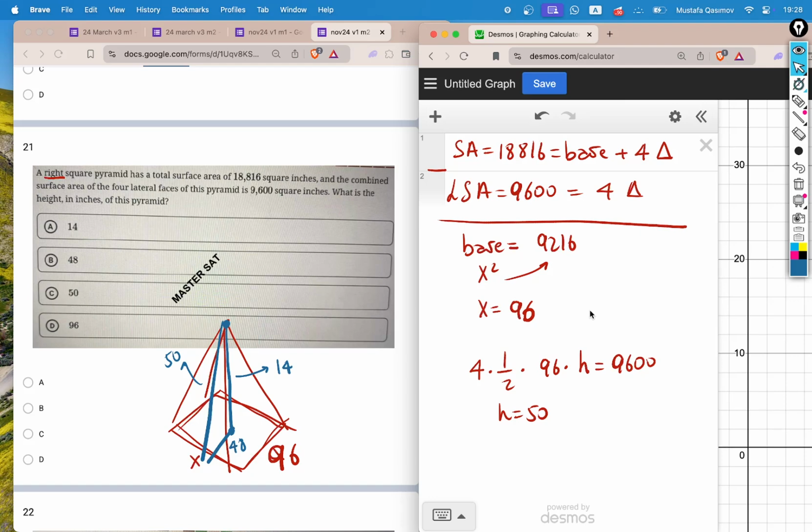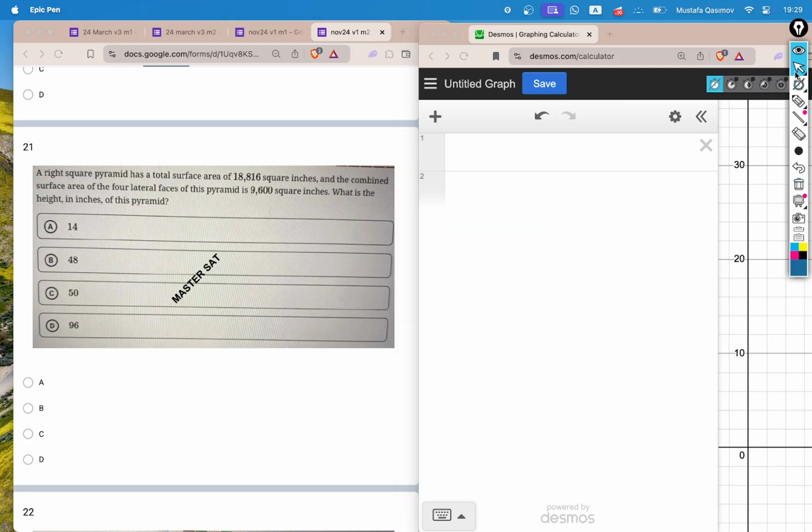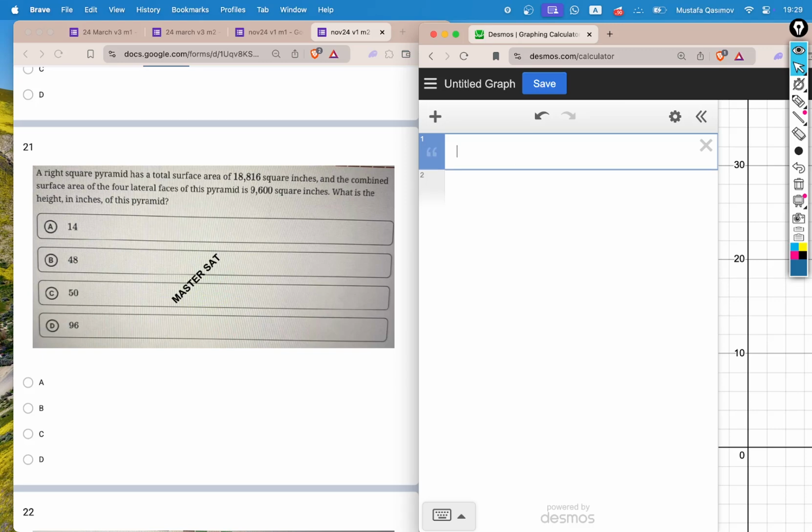Okay. I know it is a little bit longer. But maybe if we use decimals, it will be a little bit easier. Okay, you have to memorize some formulas here. For a square right pyramid, or right square pyramid, the surface area is equal to the area of the base plus 4 triangles.